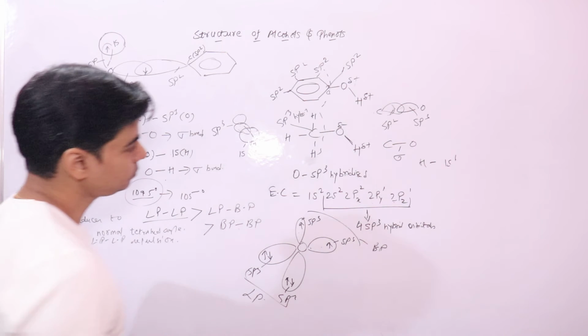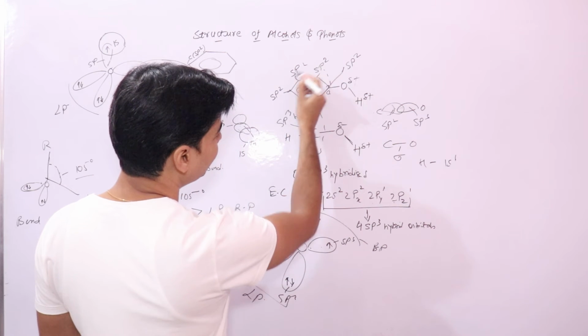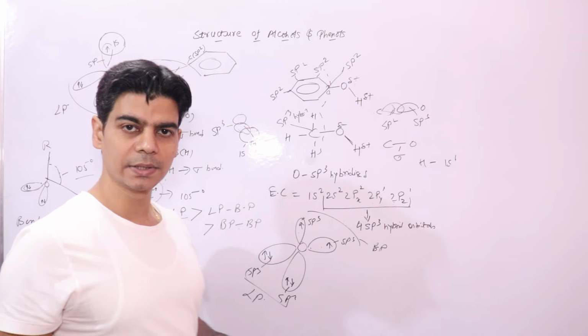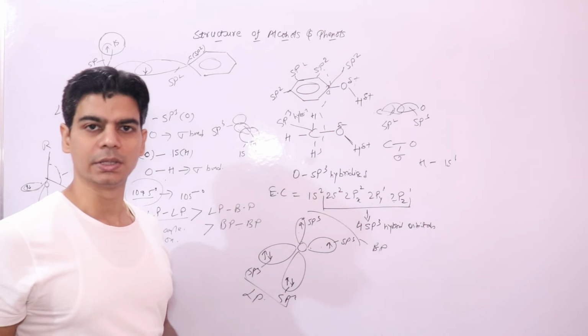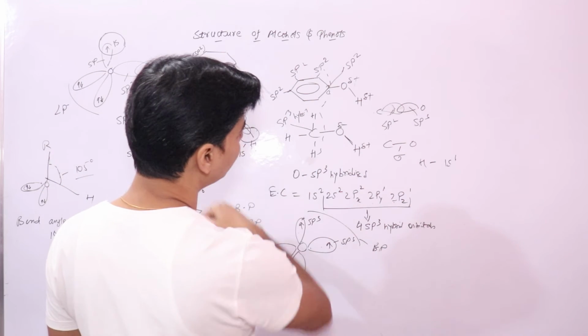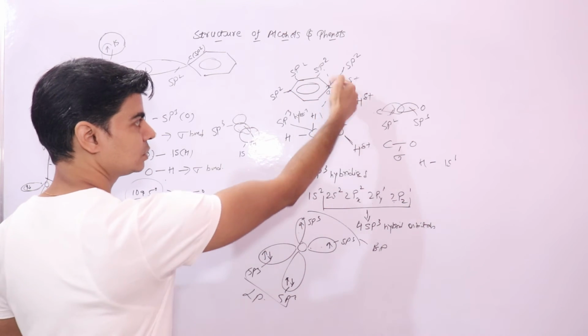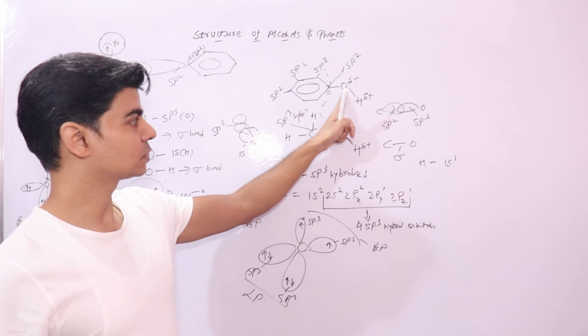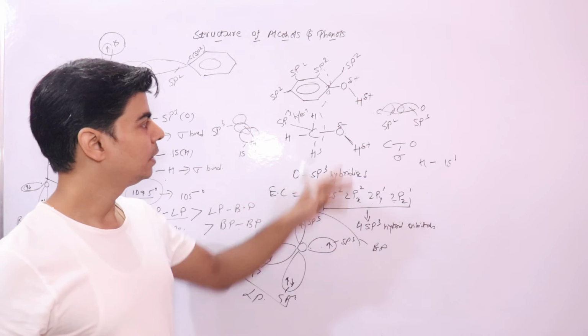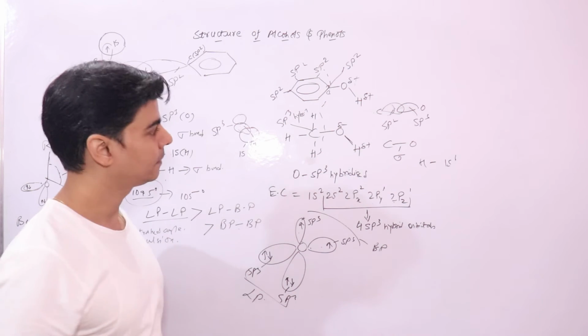Now this is your benzene ring. We know that benzene ring is electron withdrawing, right? So it will withdraw electrons of this oxygen, right? When it withdraws electrons of this oxygen, it will reduce the negative charge on oxygen, right?